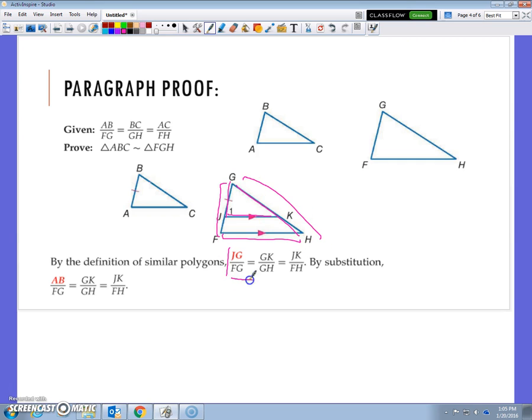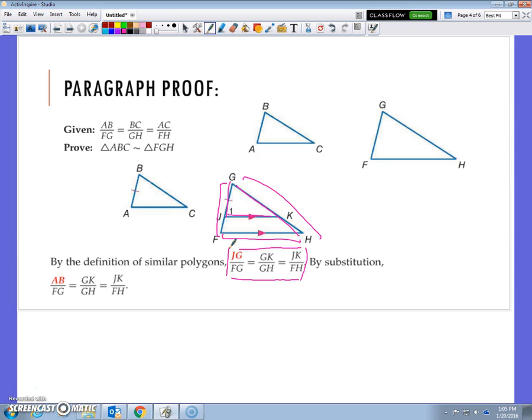Okay, and that's just what the statement says. Each of these ratios should be the same. The proportion should work out perfectly. That's just the definition of similar polygons. Okay, if they are similar, then their ratios, their sides, are equal.